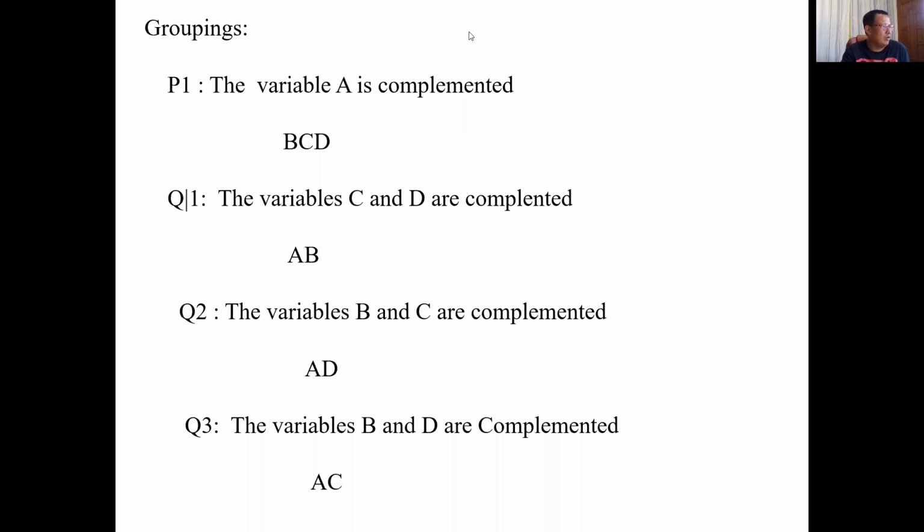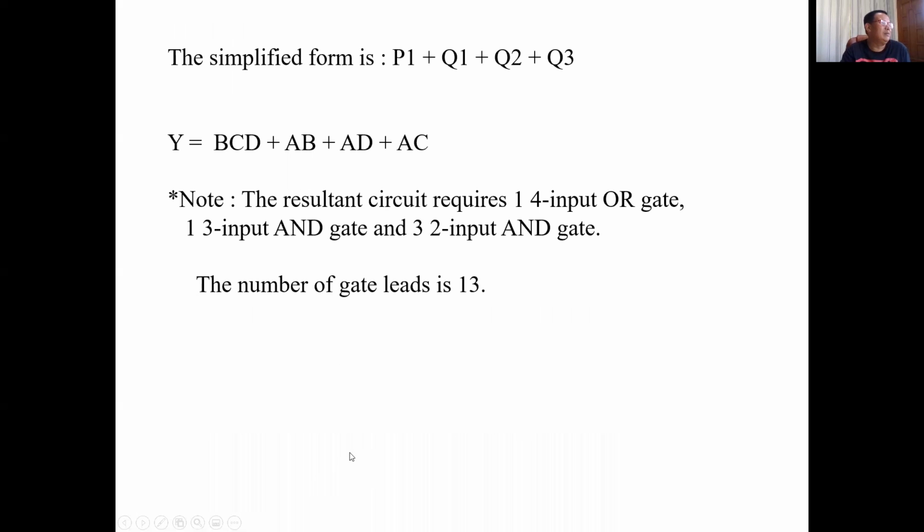So that's it. For P1, we have BCD because A is removed. For Q1, we have C and D removed, so we have AB. For Q2, we have this. And then we add all these terms together so that we will have P1 plus Q1 plus Q2 plus Q3. So we have BCD plus AB plus AD plus AC.